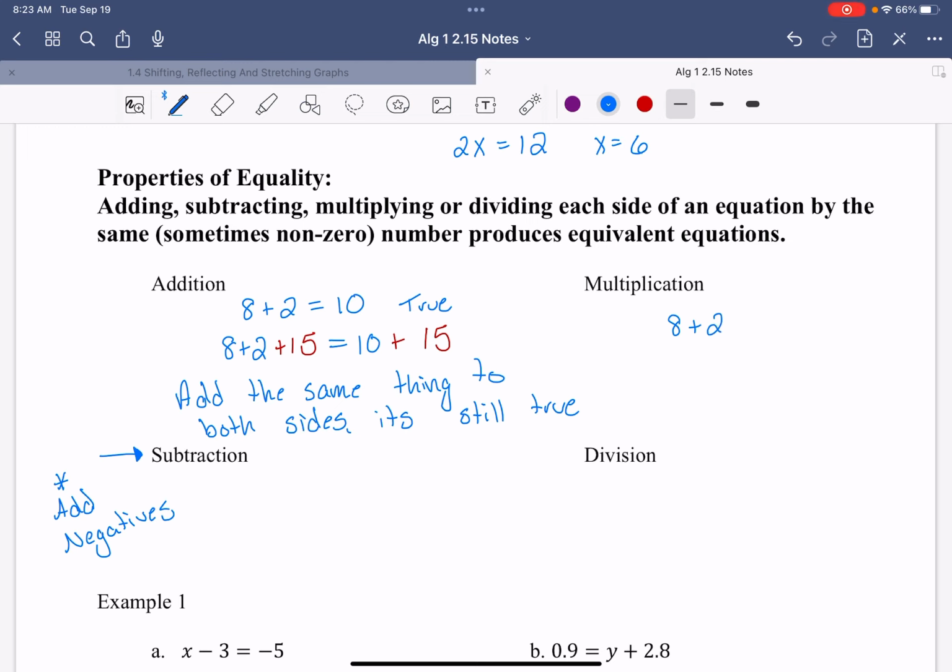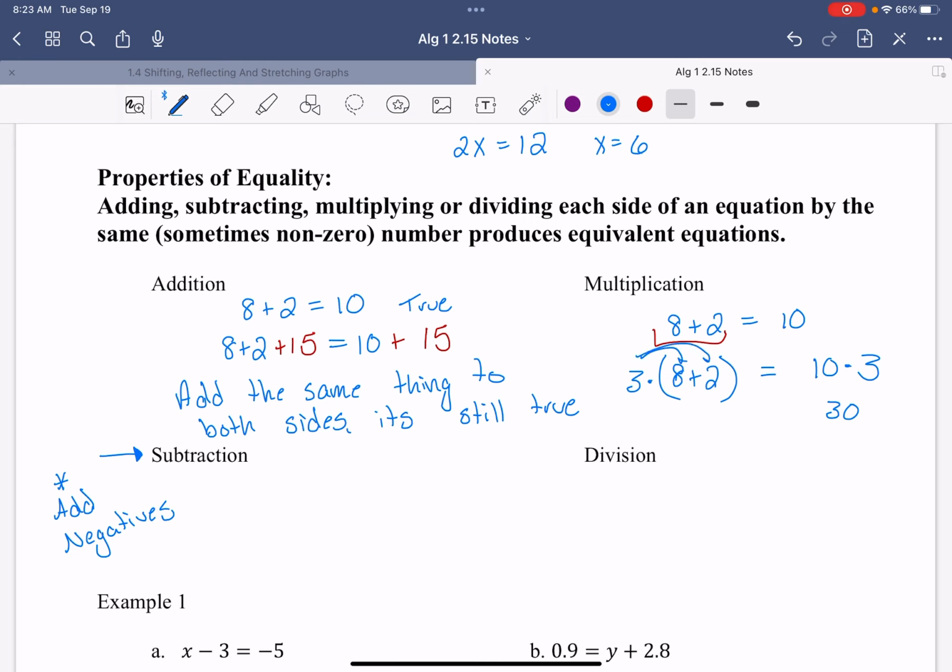If I have 8 plus 2 equals 10, and I take this whole side, 8 plus 2, and multiply it by 3, again, I have to have parentheses here because I'm taking that whole side and multiplying by 3, and take the other side, this 10, and multiply it by 3, it's still going to be true. This side will be 30. This side, even if I distribute, it'll still be true.